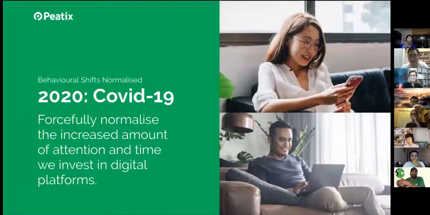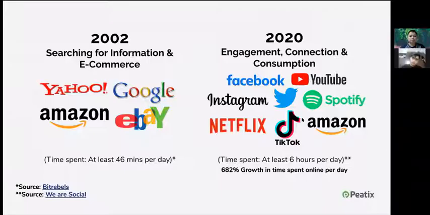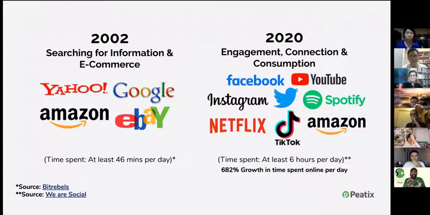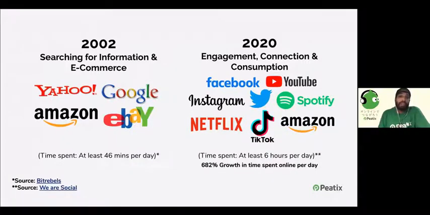COVID-19 is going to forcefully normalize the increased amount of attention that humans are going to be investing in digital platforms. Just 20 years ago, how people used the internet was very much for information and for e-commerce. So you had sites like Google and Yahoo, Amazon and eBay. Most of us spent maybe only about an hour or so online, whereas today we're spending up to 6, 7, and even 8 hours on the internet.